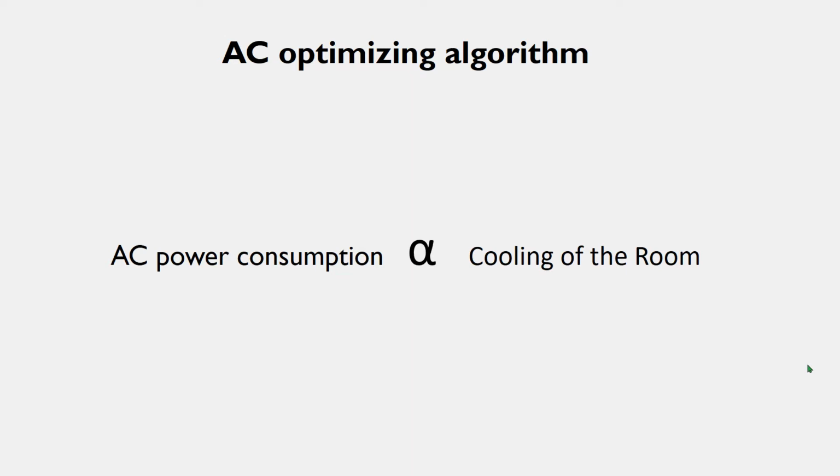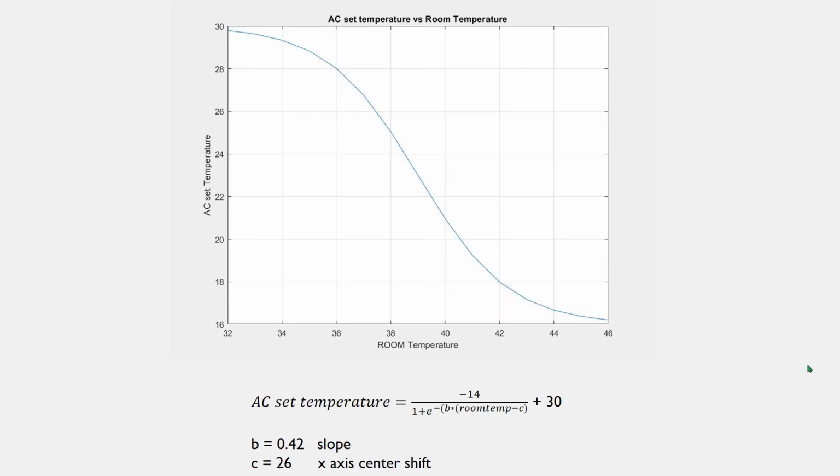We know that for more cooling, the AC consumes more power. This algorithm is divided into two parts. In the first part, based upon the room temperature, that is how hot the room is, we find an AC set temperature. This set temperature will give the consumer cooling.